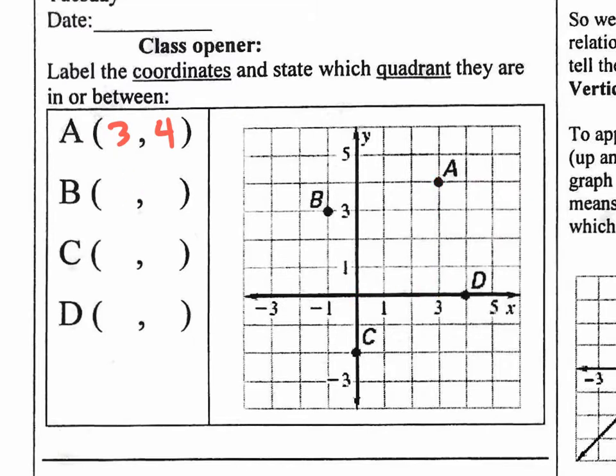How about B? Negative 1, 3. Negative 1 on the x, 3 on the y. How about point C? How do I get there from the origin? 0, you don't go anywhere, negative 2. 0, negative 2. And point D, the last one, from the origin. 4 on the x, 0 on the y. Perfect. 4, 0 is the coordinate.